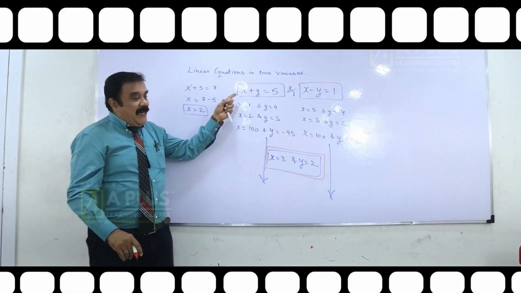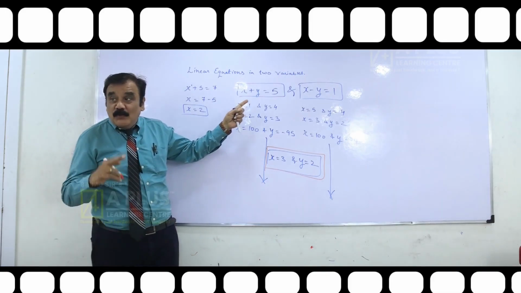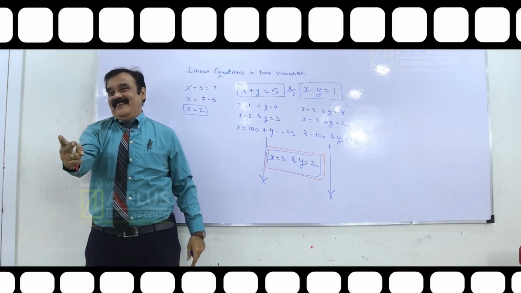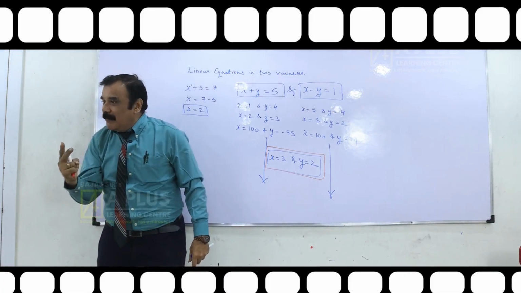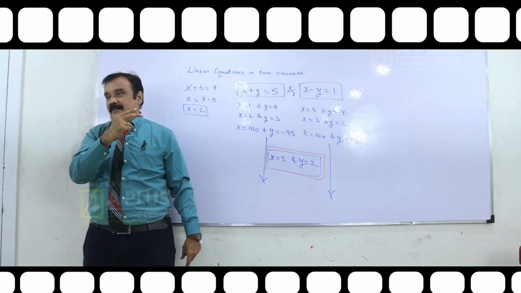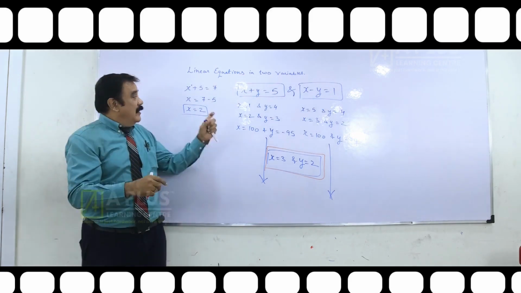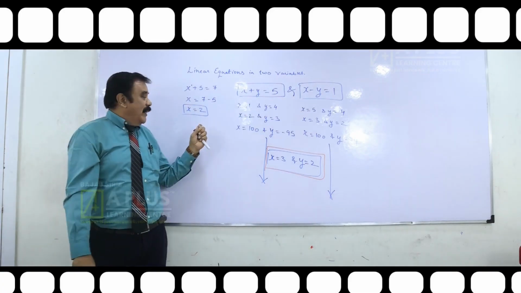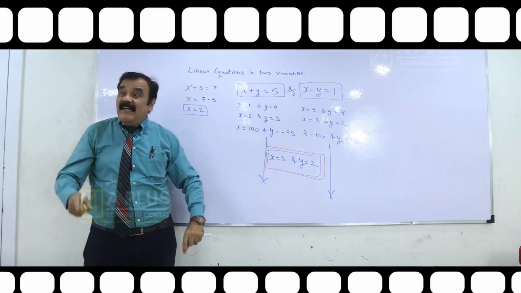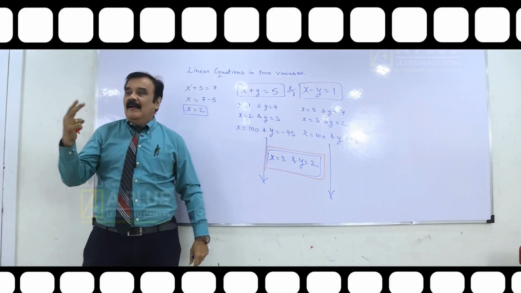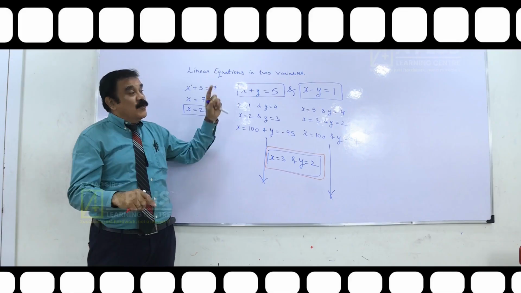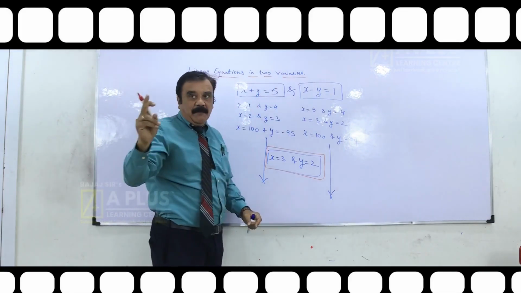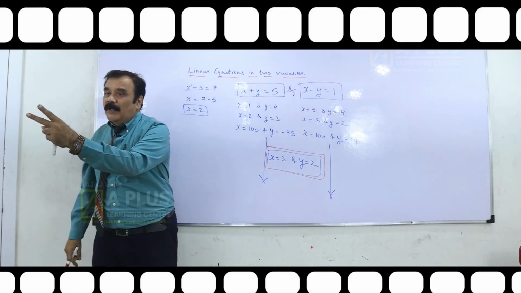If you have two variables, you require two equations. You are getting my point? Here, see, we had only one variable, so one equation is okay. So I could find the value of x. But here I am having x and y, so you require two equations. So linear equations in two variables, that means you require two equations.